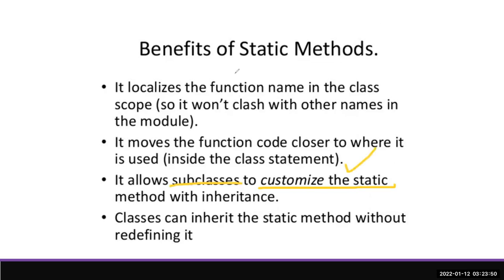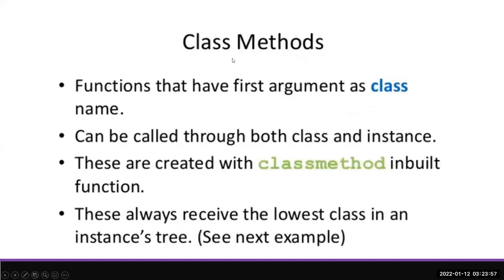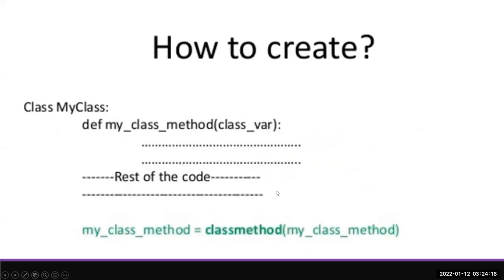So if you don't declare it, your subclasses may not be able to own it as well. Okay, so you can inherit a static function without redefining it. Class method. Class method is similar to the so-called static function. You can also use the class method to build it. And this one is different from the static method.